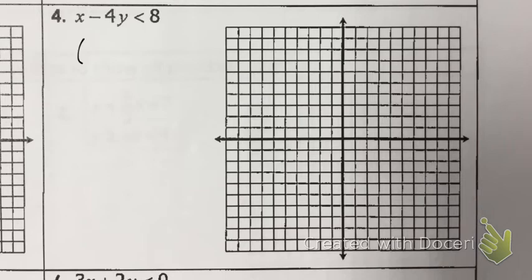I know my x-intercept is (8, 0) and my y-intercept is (0, -2). 1, 2, 3, 4, 5, 6, 7, 8. Here's my x-intercept. Here's my y-intercept. Am I going to be a solid line or a dashed line? The line doesn't work. It has to be less than, right?